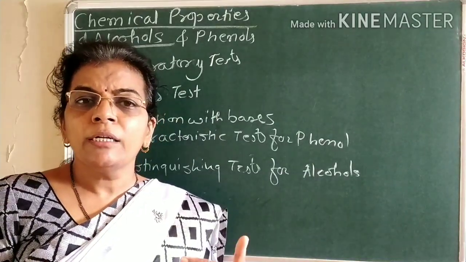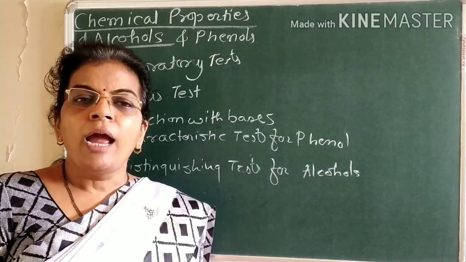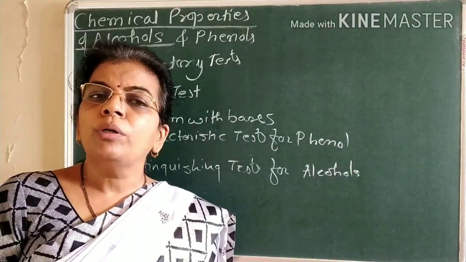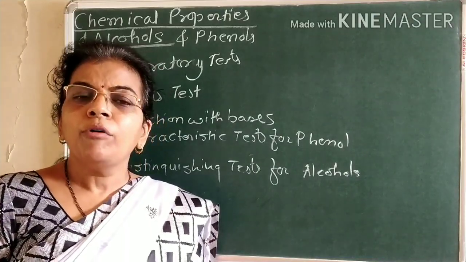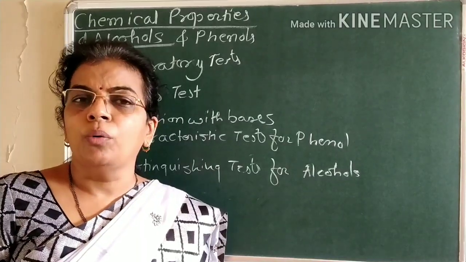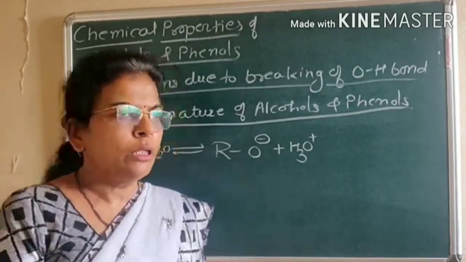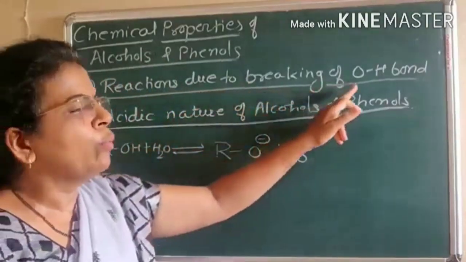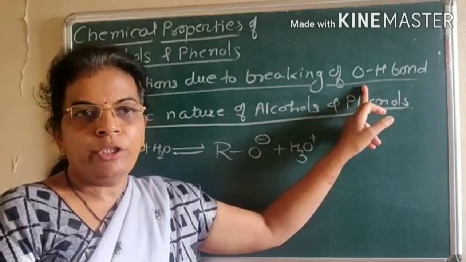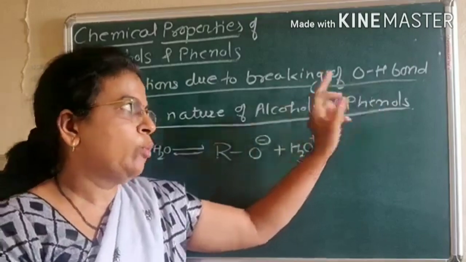Secondary alcohols react slowly with Lucas reagent to give secondary alkyl halide, and tertiary alcohols react fast with concentrated HCl to give tertiary alkyl halides. From this reaction we can distinguish primary, secondary and tertiary alcohols. Now we are going to see the second property of alcohols and phenols, that is reactions due to breaking of the OH bond. We know that the functional group of alcohol and phenol is OH, and we will see the reactions involving breaking of the OH bond.